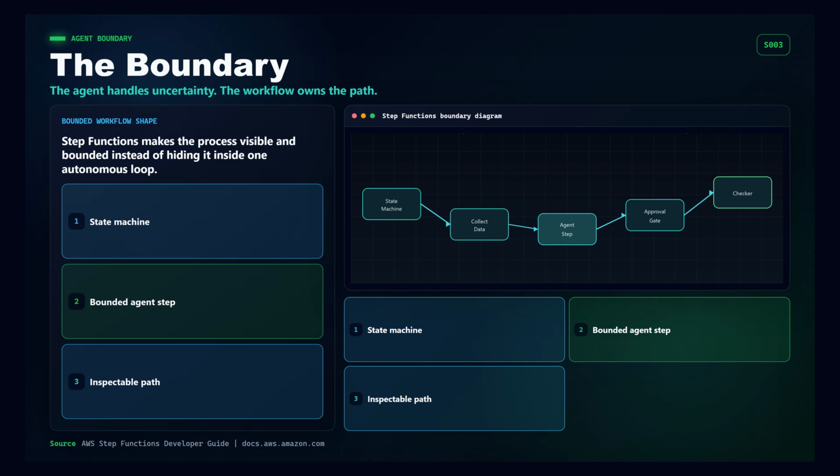Step Functions matters here because it creates an explicit workflow boundary. AWS describes it as a service for coordinating application components and services through state machines. Those state machines can use task states, choice states, waits, maps, and parallel branches. For agents, that means the process can be visible and bounded instead of hidden inside one autonomous loop. The agent handles uncertainty. The workflow owns the path.